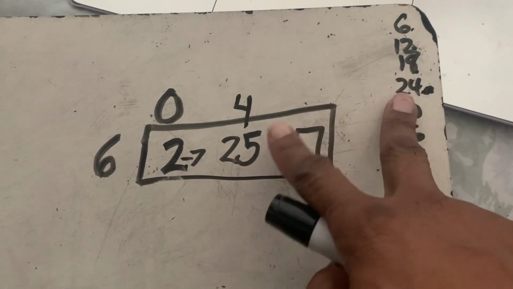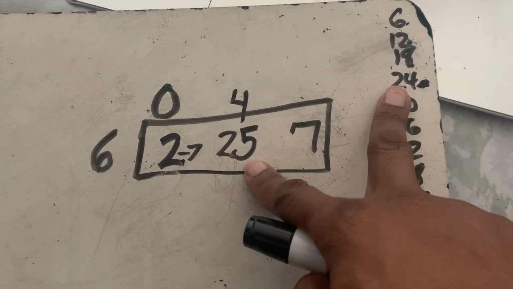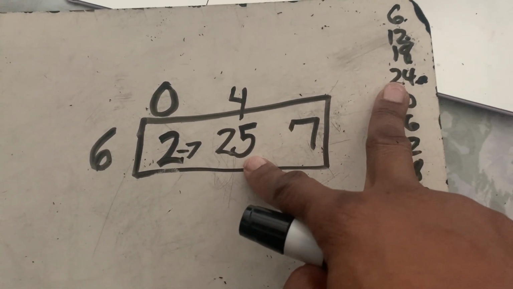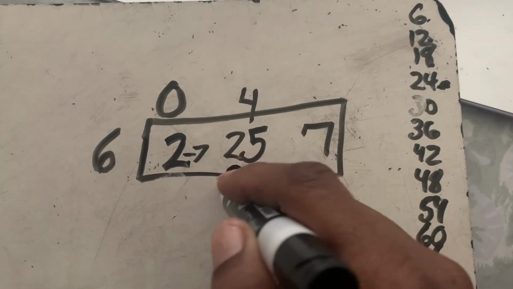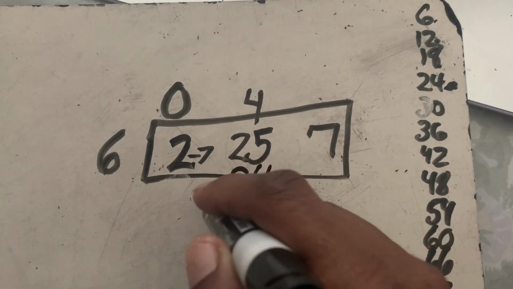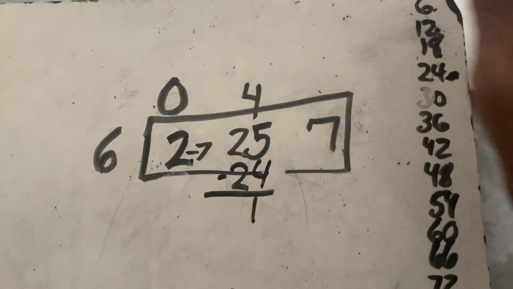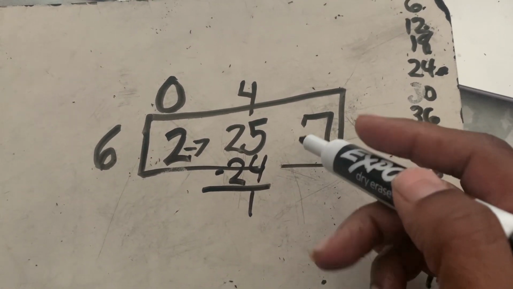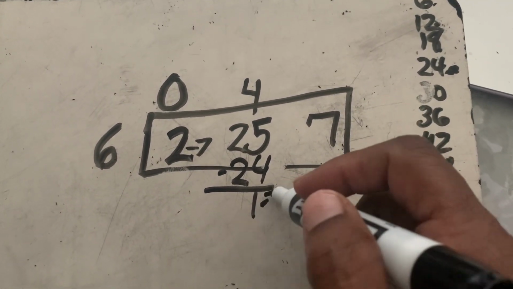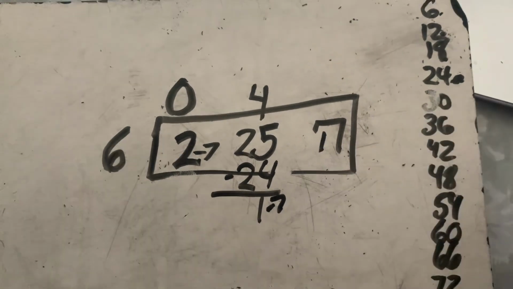And we have 24 here and 25. If they're not the same number, that means we're going to subtract. So we are going to subtract. And we have 1. This one here goes to the next number in the box. So now instead of 7 here, we have 17.